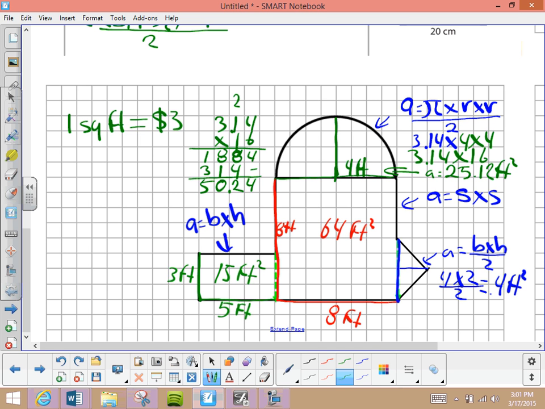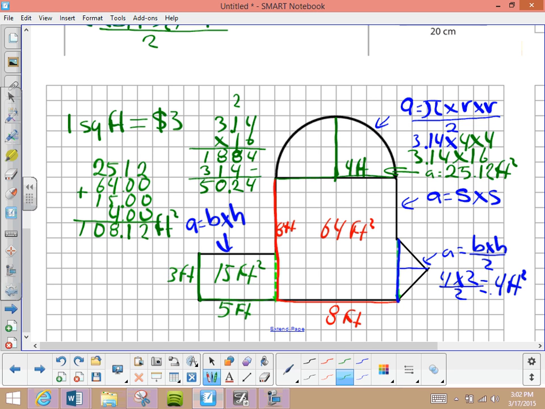Okay. So now that I have all my areas, I can combine them, right? And let's add them over here. 25.12, is it? Plus 64.00, I don't have any decimals, plus 15.00, plus 4.00. Add all of these guys right here, you get 12 right here. That'll be 18. Carry 1, that'll be 9, 10. So I get 108.12 square feet total, right?